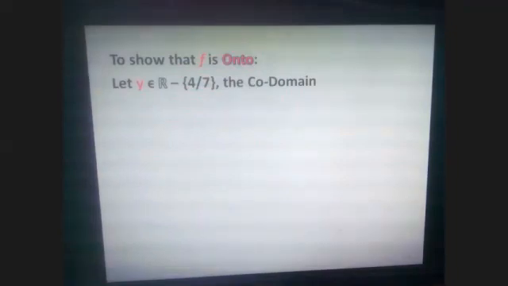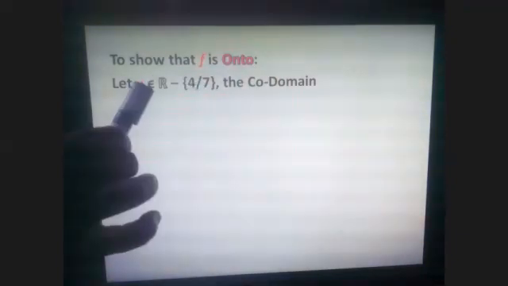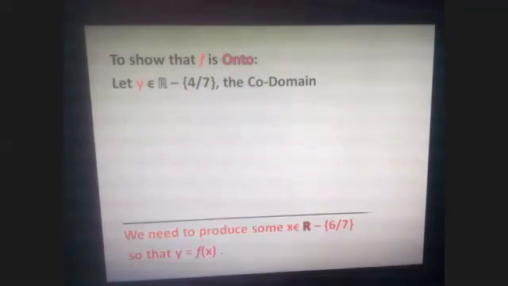What is an onto function? For all y in the codomain, here remember the codomain is R minus {4/7}, we have to produce an x in the domain so that f(x) equals y. Are you clear about the onto function? f from A to B is onto if for all y in B, we get x in A so that f(x) equals y. So I take a y in the codomain B, that is R minus {4/7}. I must get an x in the domain so that f(x) equals y.